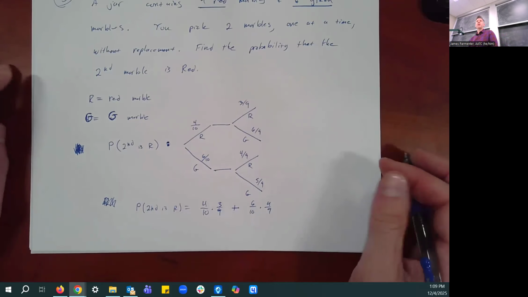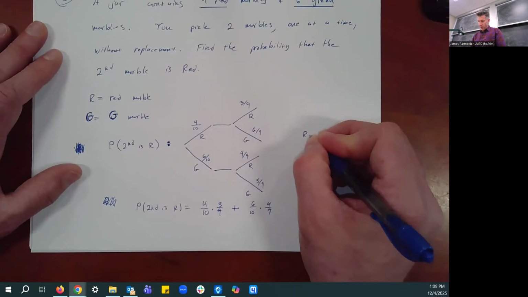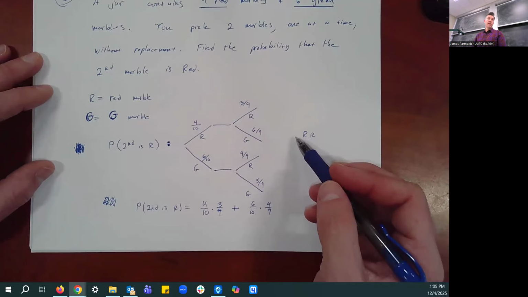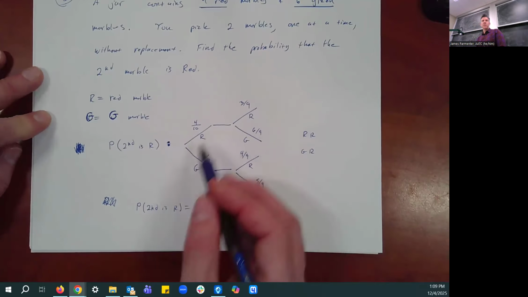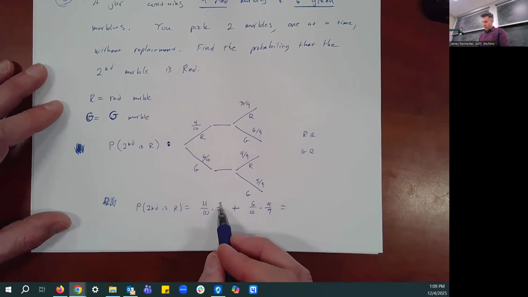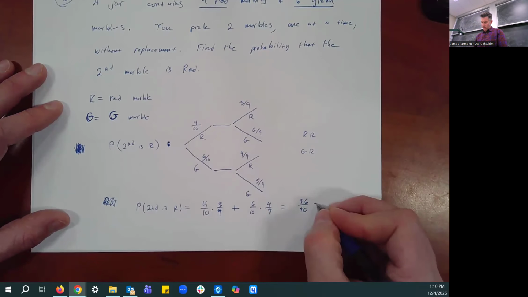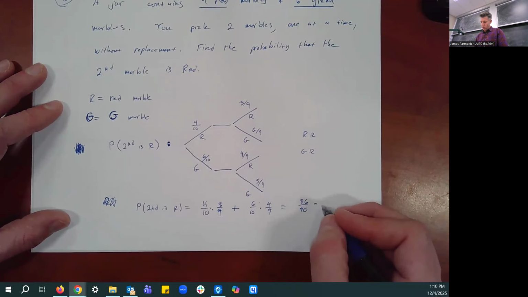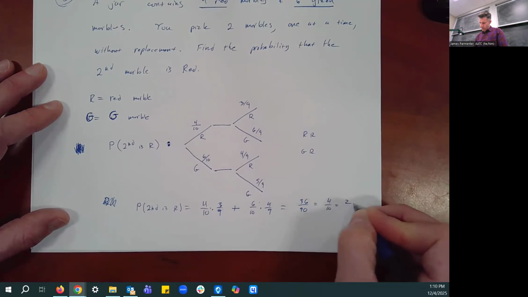Which I feel like you probably could have reasoned out without doing the tree, right? You could have said, okay, well, it's either going to be red, red, or green, red. And the probability of red, red is 4/10 times 3/9, and the probability of green, red is 6/10 times 5/9. So maybe not super necessary here, but still doesn't hurt. Let's see, calculating this, we get 12 plus 24 is 36 out of 90, which reduces to, let's see, 4 out of 10, which is 2 out of 5.